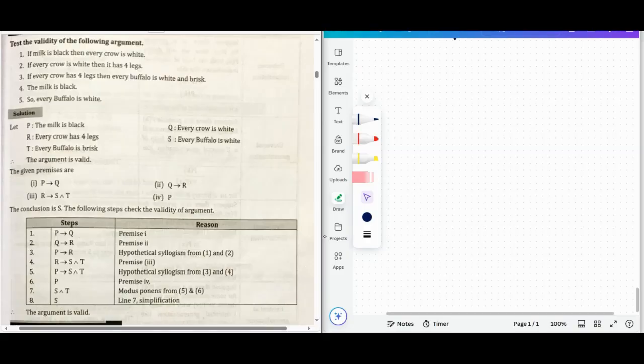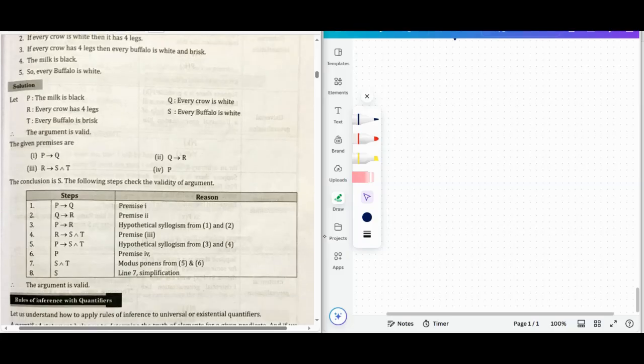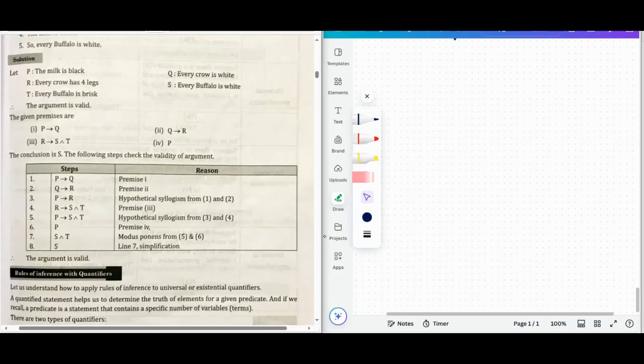P, the milk is black. Q, every crow is white. R, every crow has four legs. S, every buffalo is white. And T, every buffalo is brisk. The argument is valid. Valid means we have to get the validity, that is, it should be a tautology or it should be true. Okay, we have to prove it.